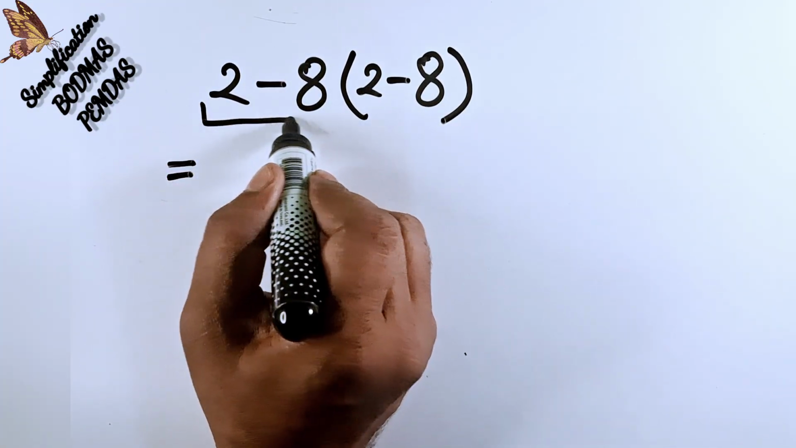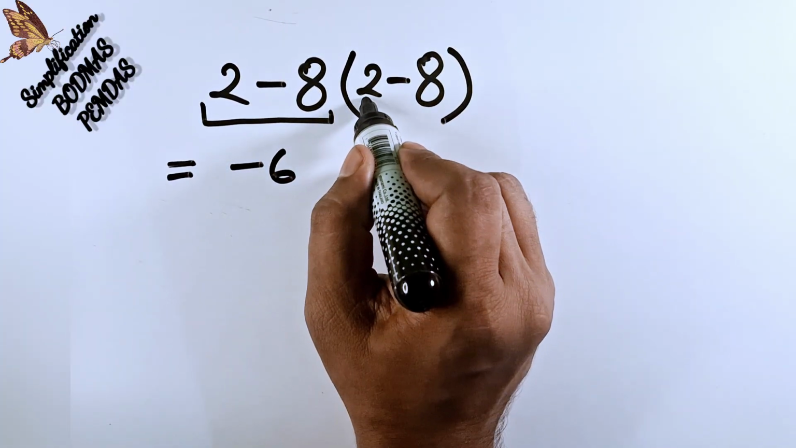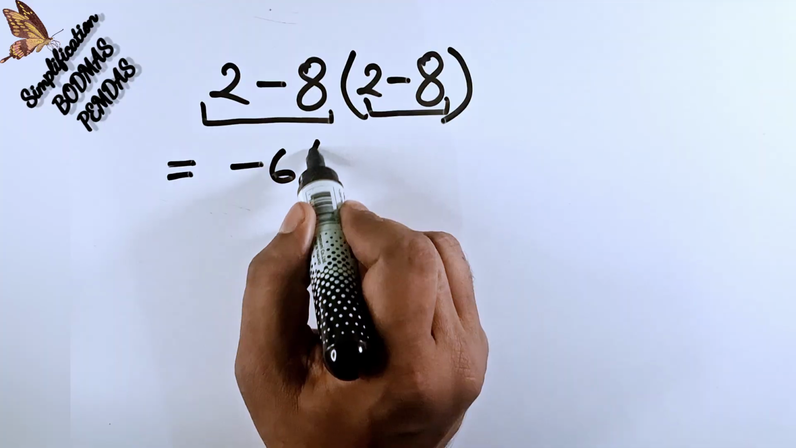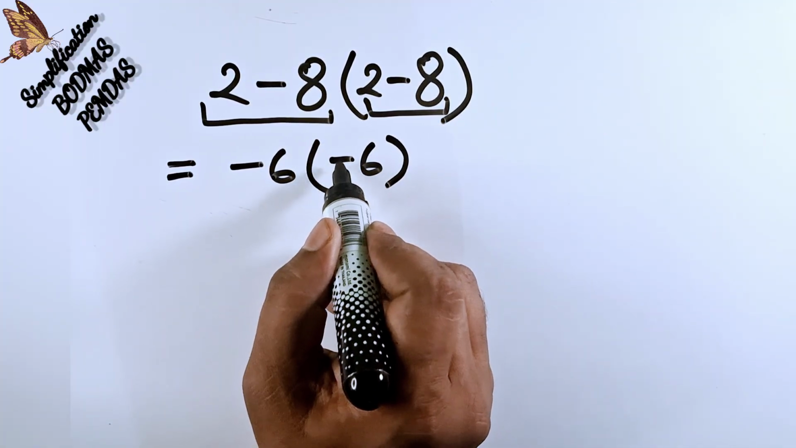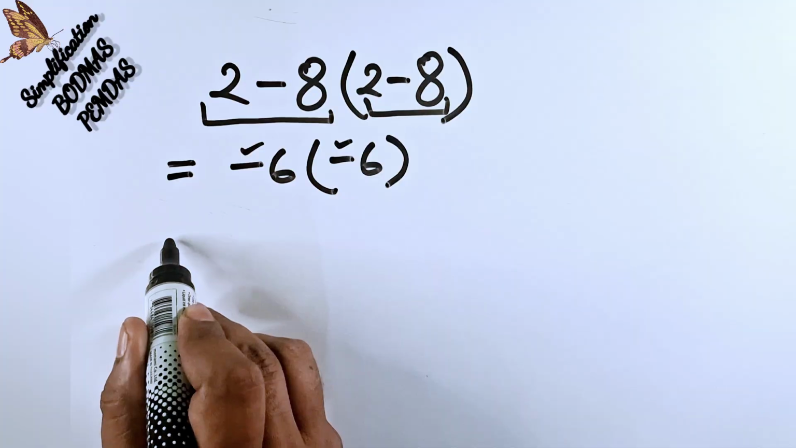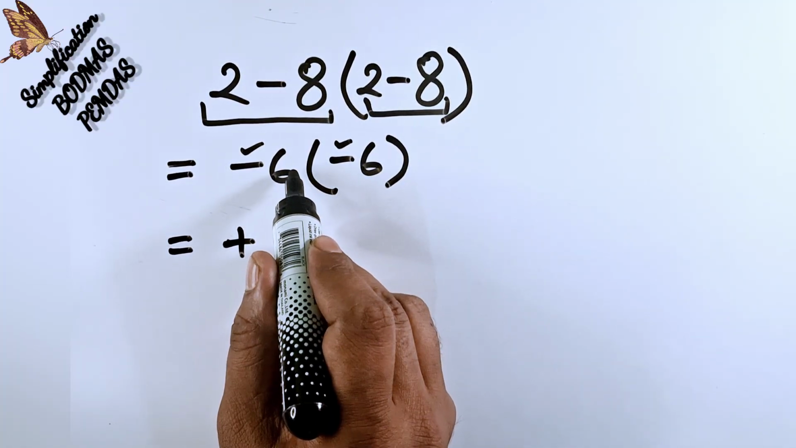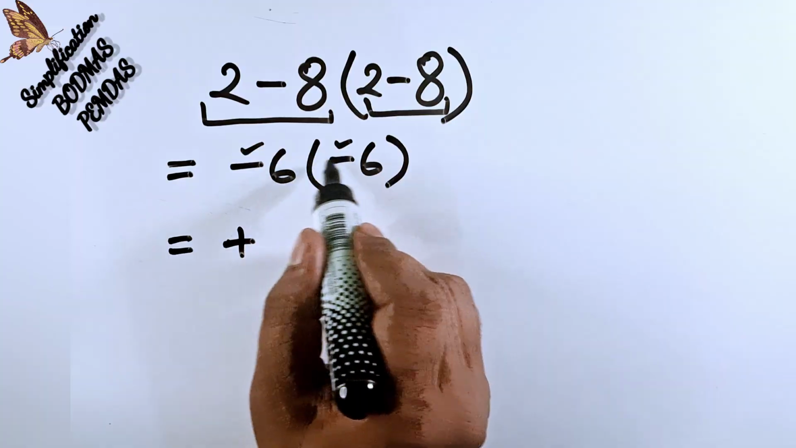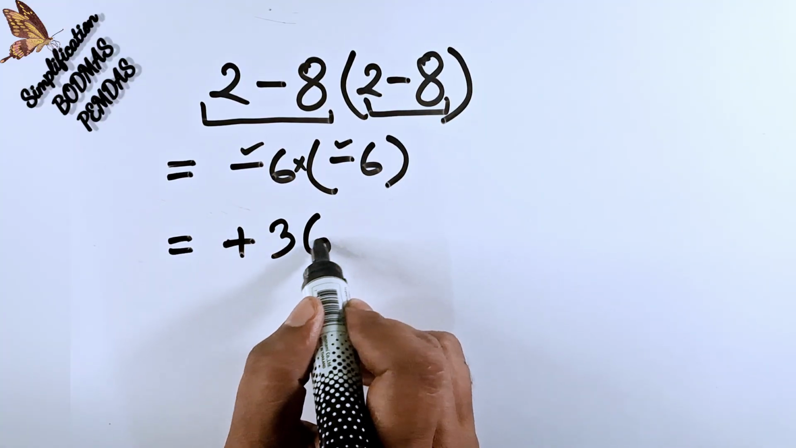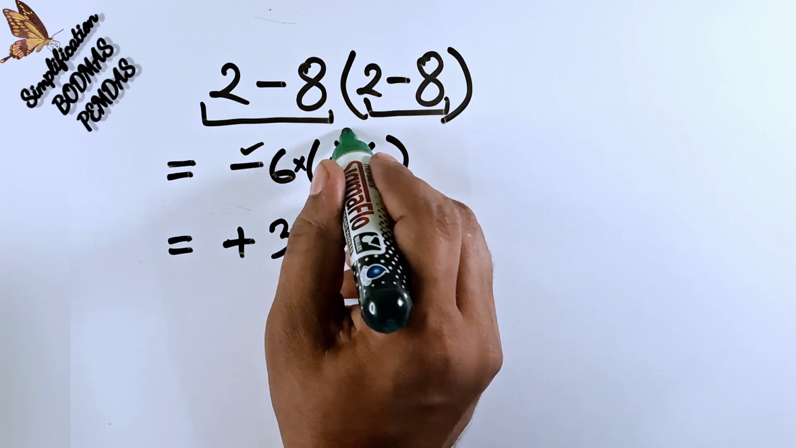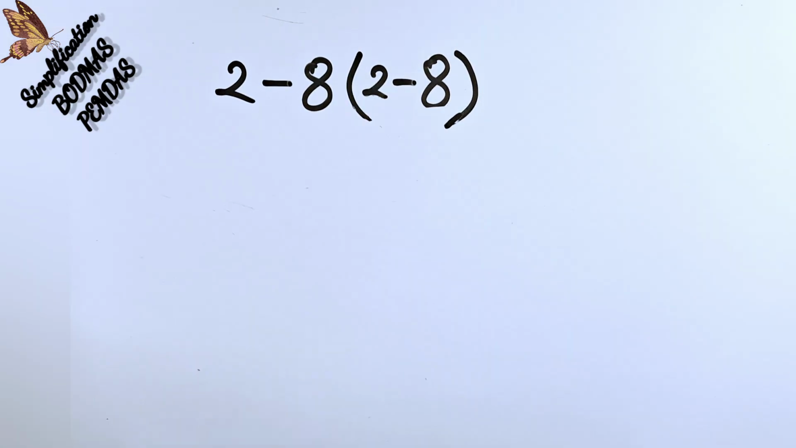2 minus 8 is equal to minus 6, and 2 minus 8 is equal to minus 6. Instead of the parenthesis, we can multiply minus 6 into minus 6. Negative 6 multiplied by negative 6 will be positive 36. But it is totally wrong because we didn't follow the order of operations.